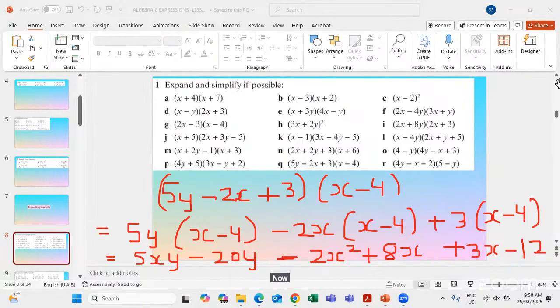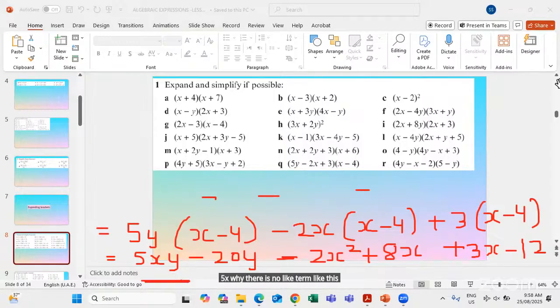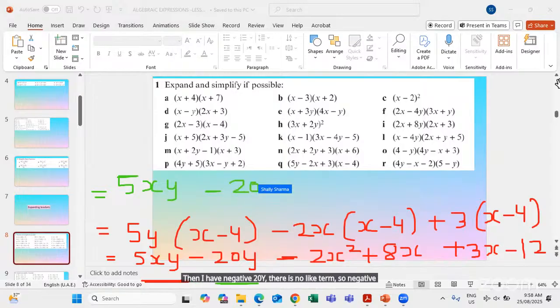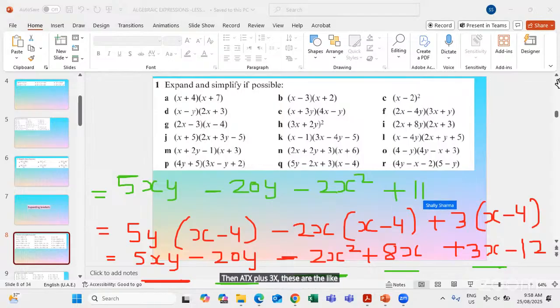Now what can we do over here? We have 5xy minus 20y and so on. 5xy has no like term, so we keep it as it is. Then I have negative 20y, which has no like term either. Then I have negative 2x squared. Then 8x plus 3x, these are like terms, so we can add them up.